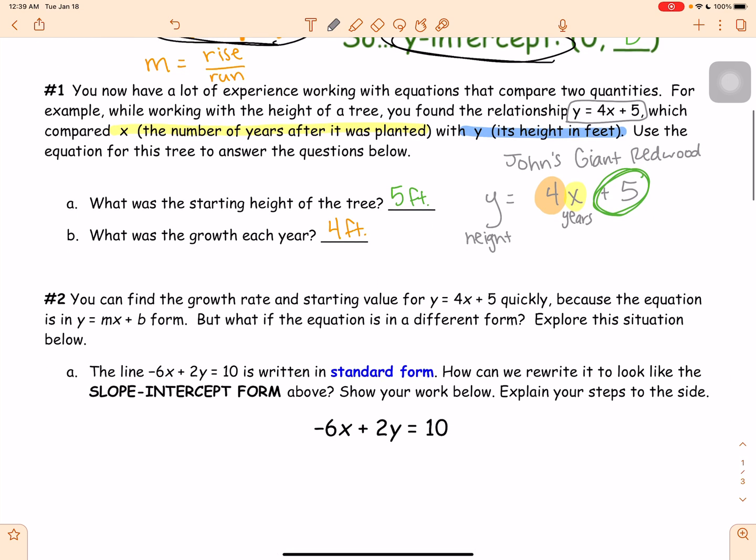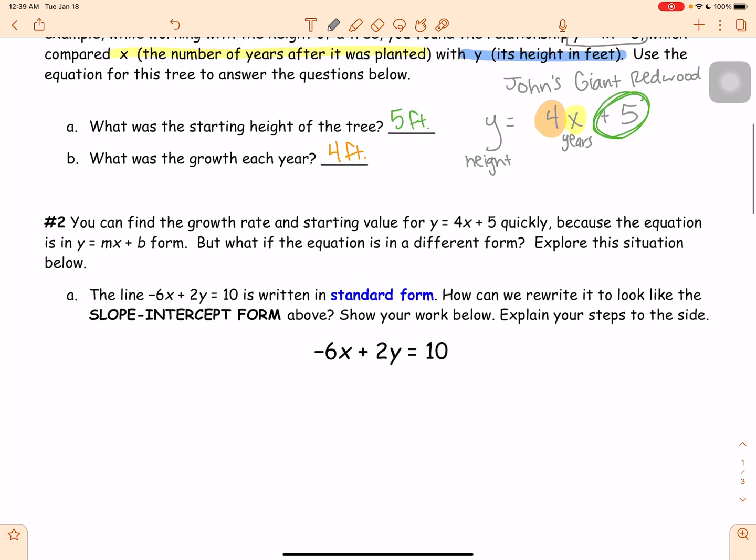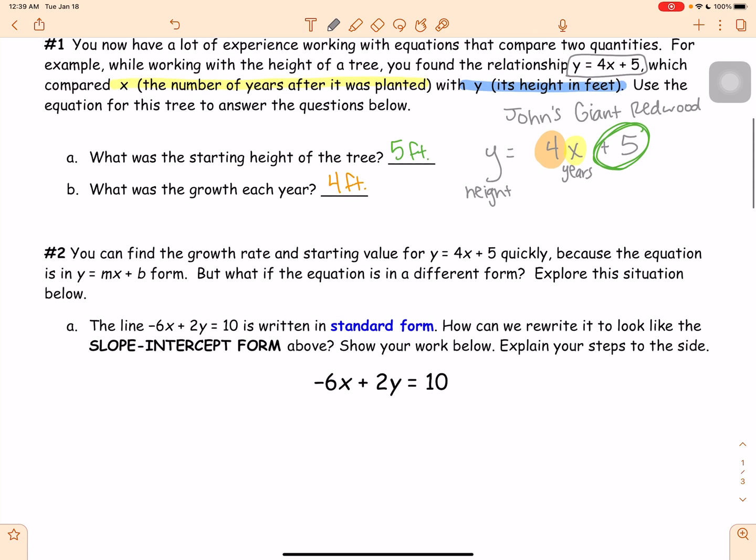All right, so in that equation, y equals 4x plus 5, it was super quick for me to determine, okay, 4 is the growth and 5 is the y-intercept, or the starting point, right? So you can find the growth rate and starting value for y equals 4x plus 5 quickly because the equation was already in y equals mx plus b form. But what if the equation is in a different form? We're going to explore this situation below.